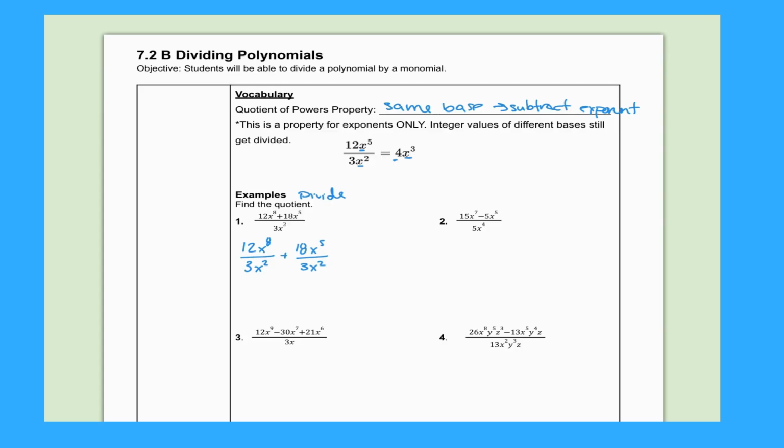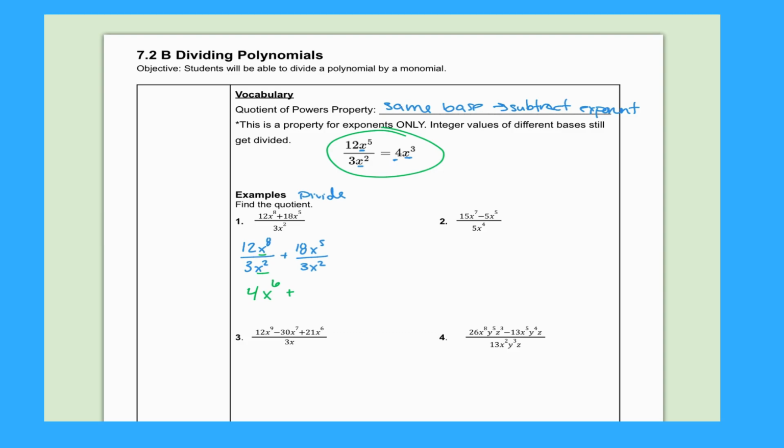And then once we have this separated, we're just going to do like we did up here and do that division. So 12 divided by 3, again, those are not like bases, so we just divide like normal. That's 4. The x's are like bases, so I can subtract those exponents. 8 minus 2 is 6, so x to the 6th. Don't forget the x there. It's x to the 6th, not 4 to the 6th.